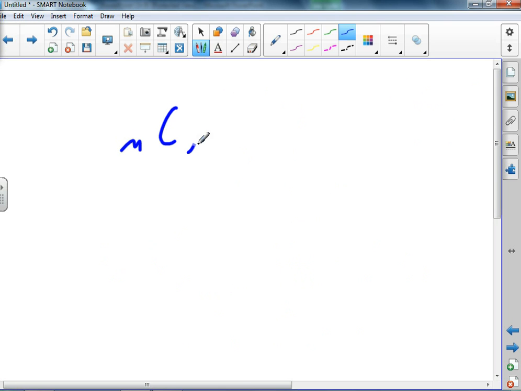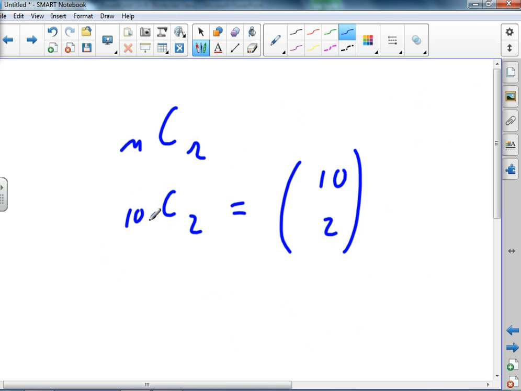N, R, the combination. So the combination of 10 items taken 2 at a time would be 10, 2. Your calculator has that. So you go to your calculator and you go, as soon as I find the right button, okay, I found the right button, and I'm going to take 10 items, 2 at a time, and I'm going to have 45 different combinations of those 10 items 2 at a time.